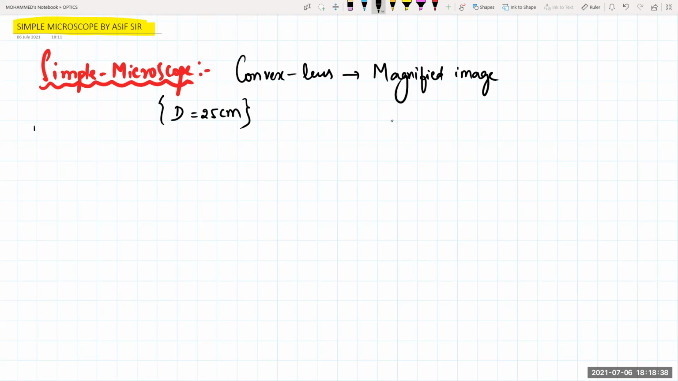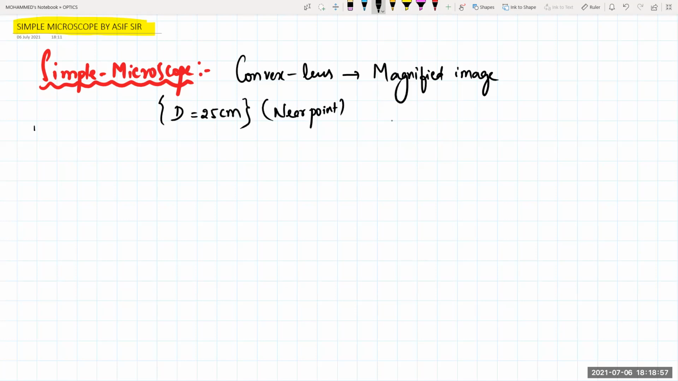For an average human being, it is how much? 25 centimeters, which is also called the near point. Which is also called what? Near point. Is it clear? That means with the naked eye, an object appears largest when it is at a minimum distance of 25 centimeters from your eye.